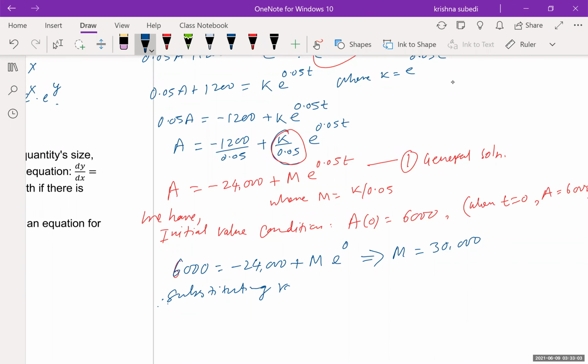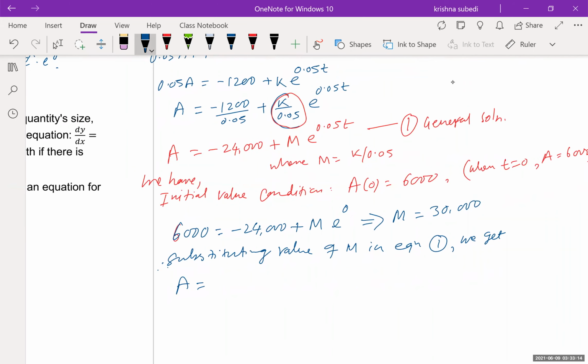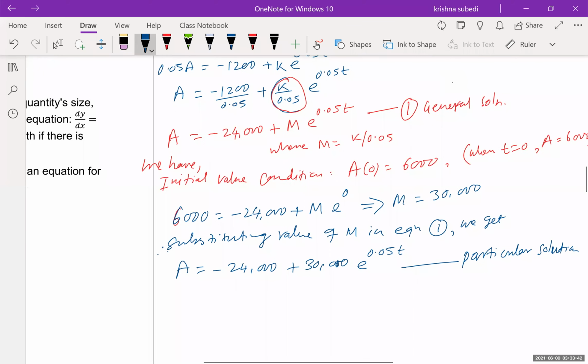So substituting the value of m in equation 1, we get A equals negative 24,000 plus 30,000 e raised to power 0.05t. That is our particular solution. Okay, this is called the particular solution. So are we done yet?